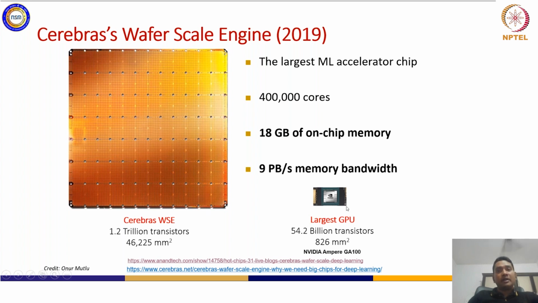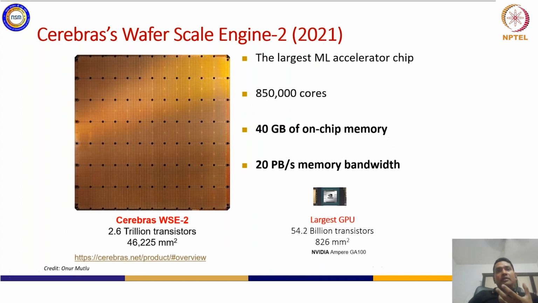If you compare the size of this chip to the GPUs that are available, the largest GPU available nowadays is NVIDIA's Ampere A100 GPU, and that has around 54.2 billion transistors. And this particular WSE has 1.2 trillion transistors. So you can imagine how much bigger it is in size, and to accommodate all the computations needed for the different AI benchmarks that you have seen before, it employs 18 GB of on-chip memory, and that gives it 9 petabytes per second memory bandwidth. So 9 petabytes per second of data that you can access. Of course, this is full precision data that we are talking about.